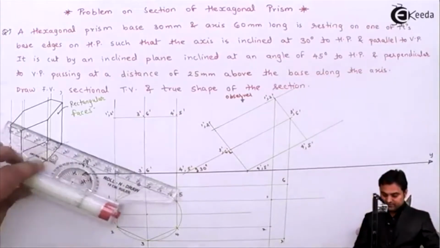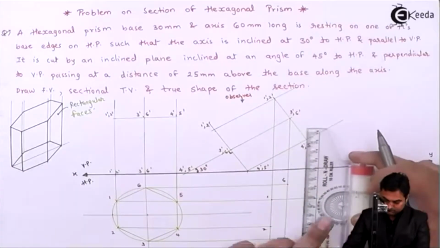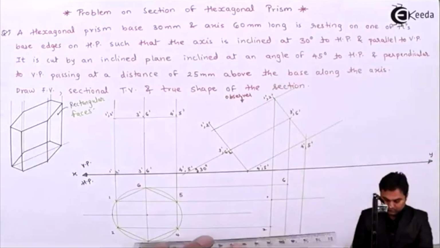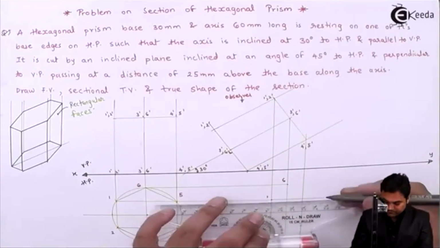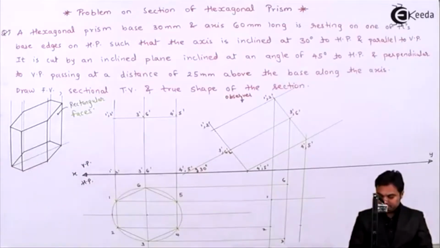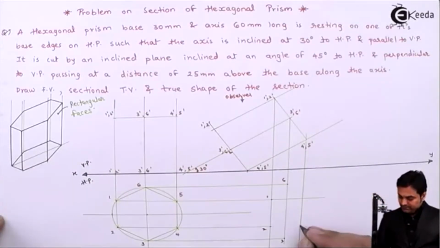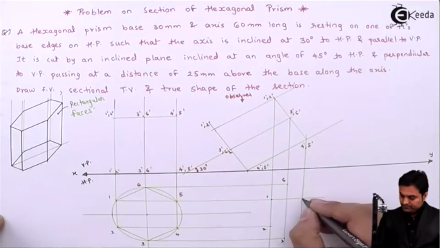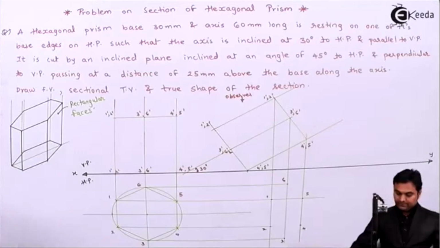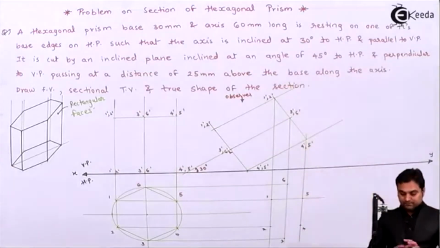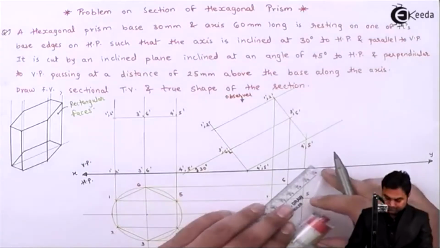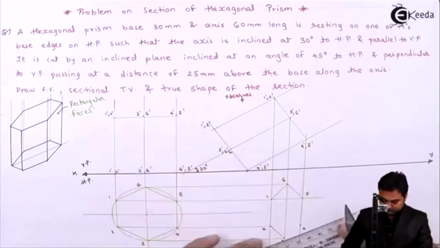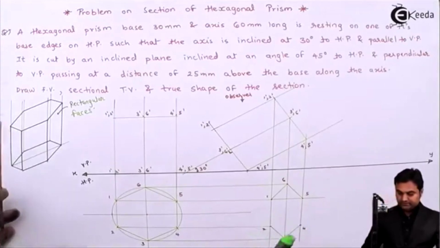Then 4 dash 5 dash. 2 and 4 are on the same line, 1 and 5 on the same line, so here I'll be getting point 4. This will be point 5. Then this complete hexagonal base will be visible, so that will be connected.